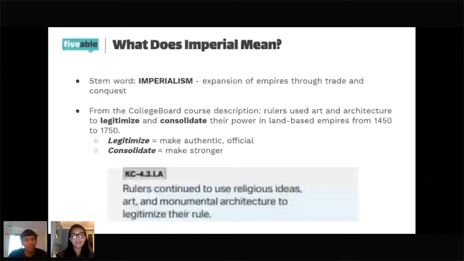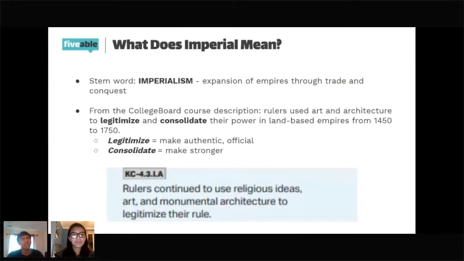Once again, why are we talking about art? Based on the College Board's course description, rulers actually use art and architecture to legitimize and consolidate their power in land-based empires. What it means is they use art and architecture to flex their power, to make it authentic, to make it official.